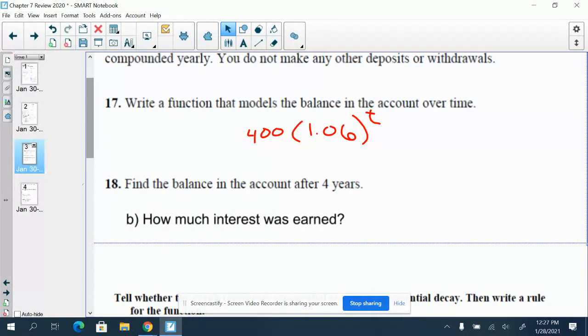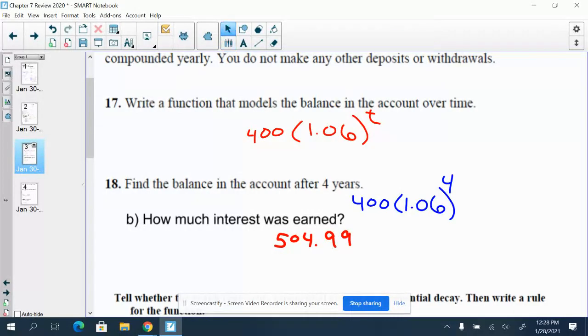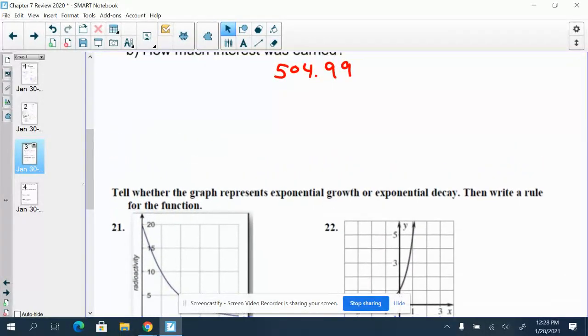Okay, how much interest was earned? All you're going to do then is plug in that formula, and instead of t, you're going to put 4. When you do that, you get $504.99. Right? Okay.